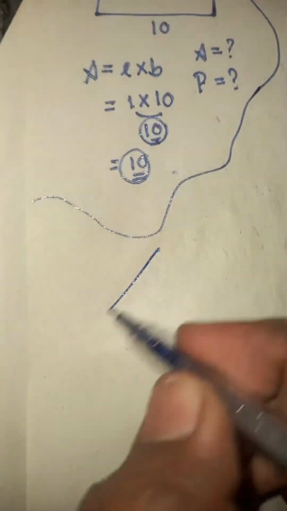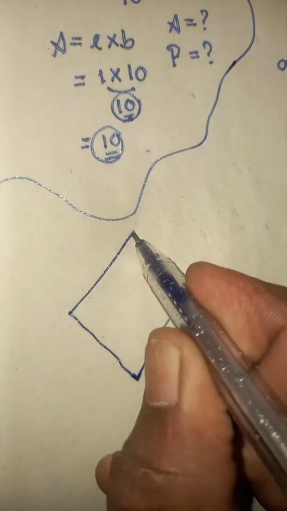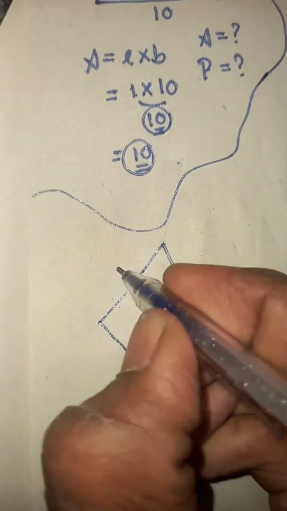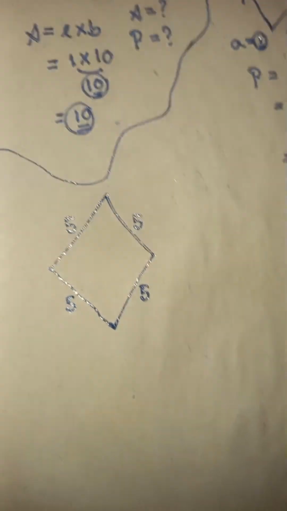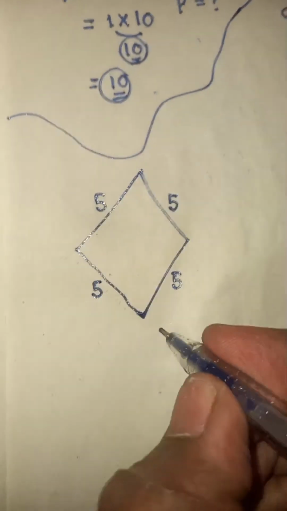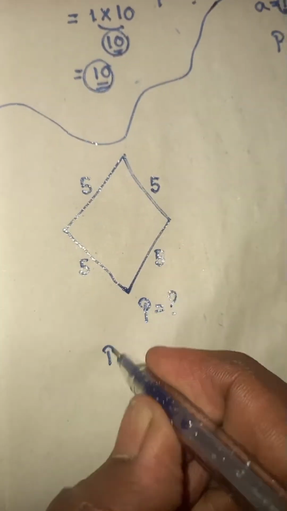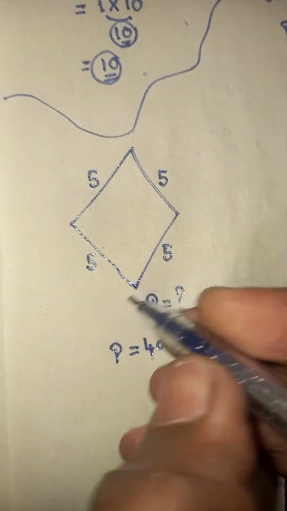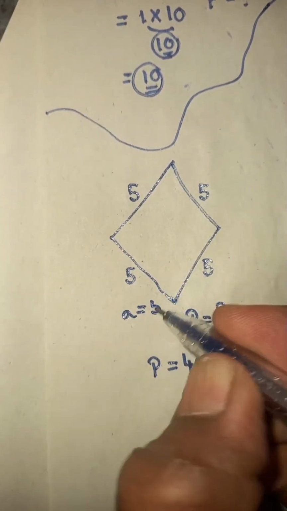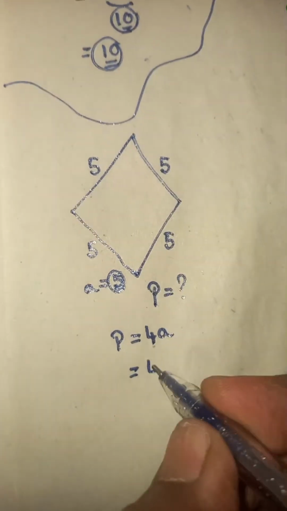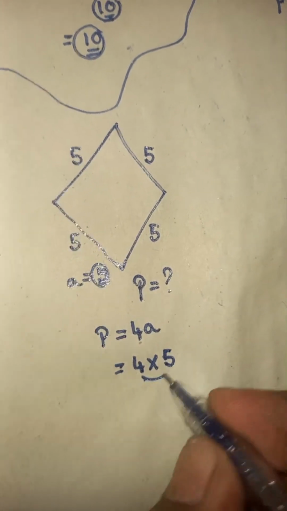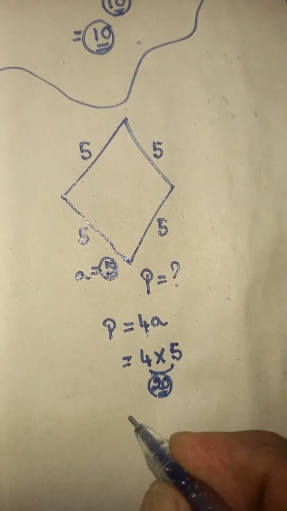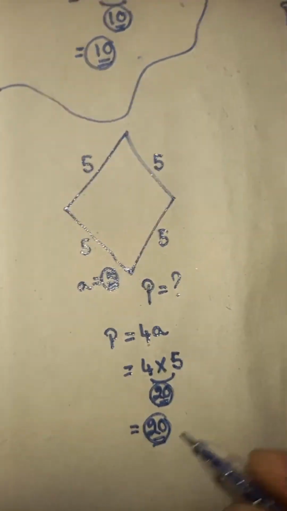Let's take one more rhombus. In this rhombus, they have given all sides equal to 5 units. When all sides are equal to 5 units, you need to find out what's the perimeter. Here also in the same way, perimeter is 4 times the side length. The side length is 5 units. So it is 4 times 5, which is 20 units. So the perimeter is 20 units.